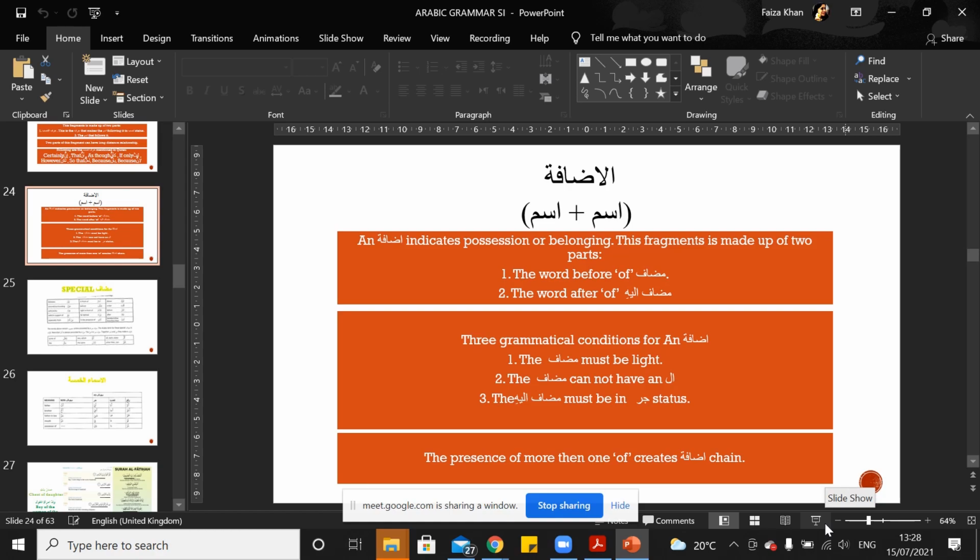Is everyone clear on that? Say three rules, three grammatical conditions that you have to remember for idafa, and then everything will be sorted.